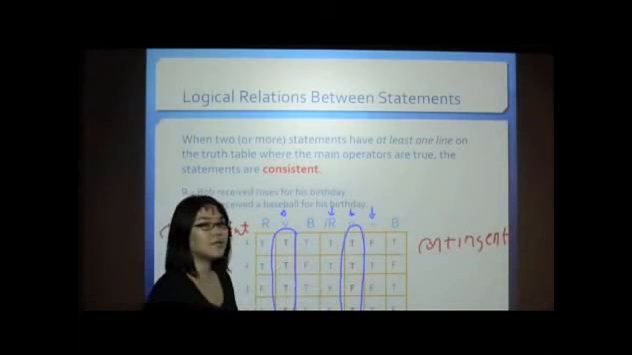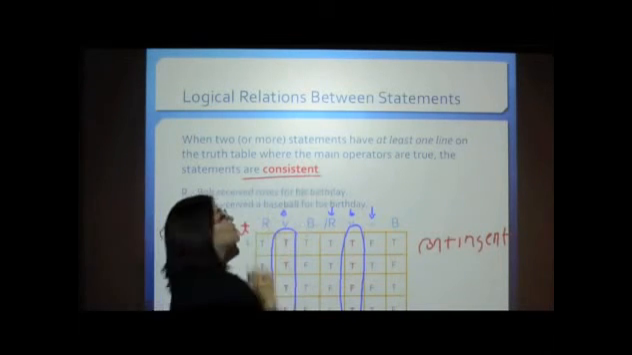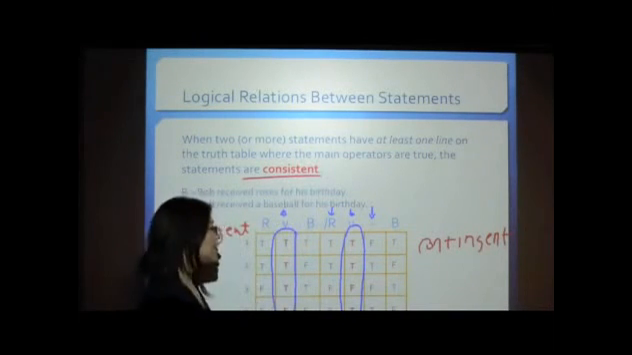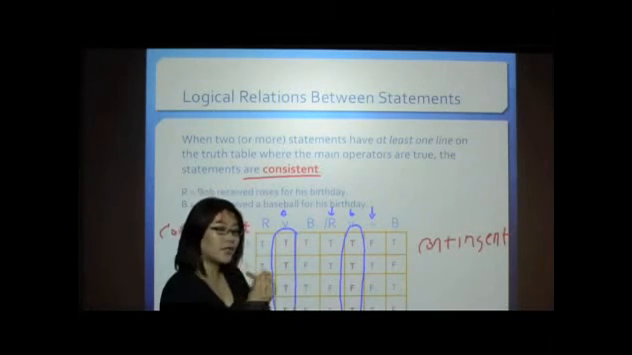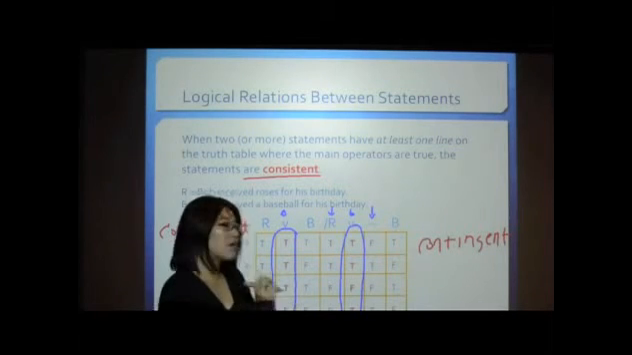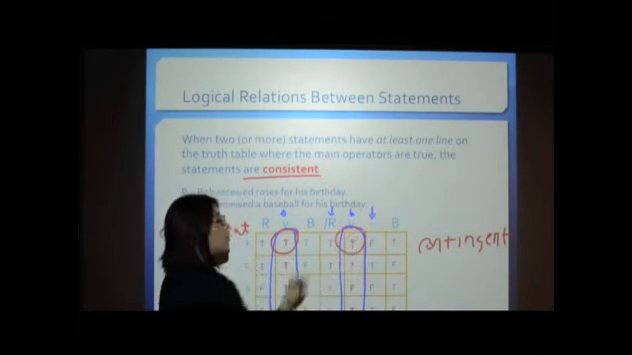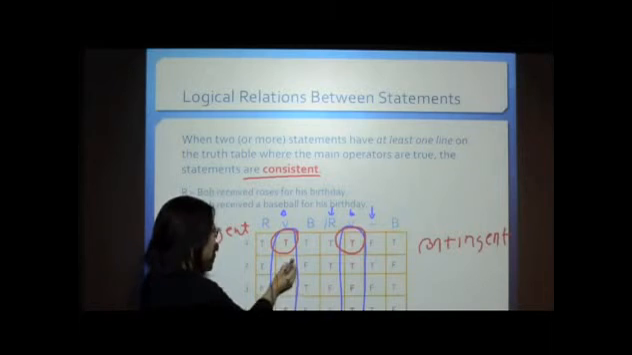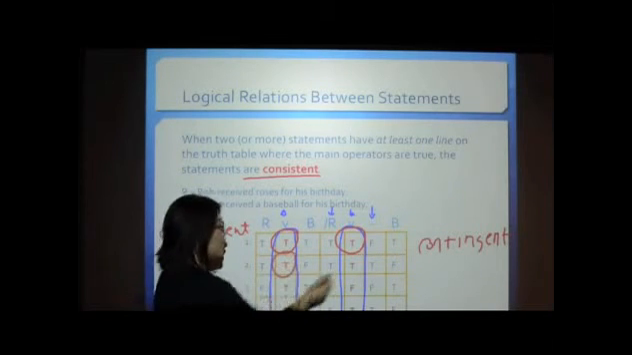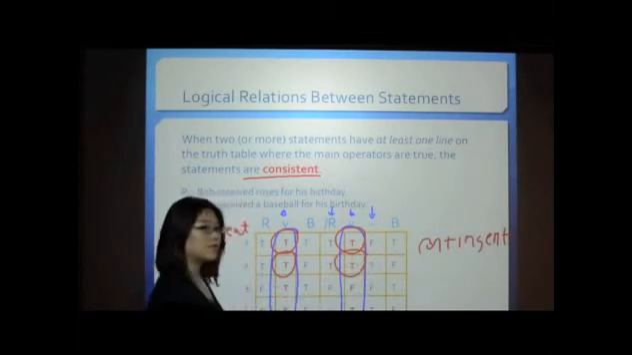However, these two statements are consistent statements, meaning that there's at least one line, you can have more than one line, but at least one line where the statements can be true at the same time. So notice here, where this statement is true on this line, this statement is also true on this line. And also here, where this statement is true on this line, this statement is also true on this line.